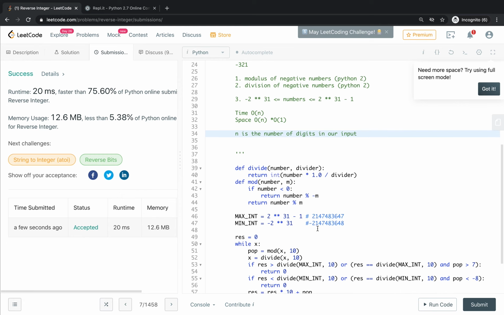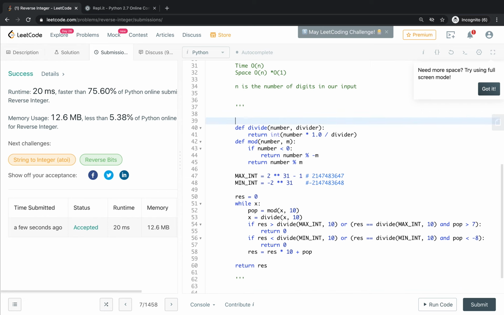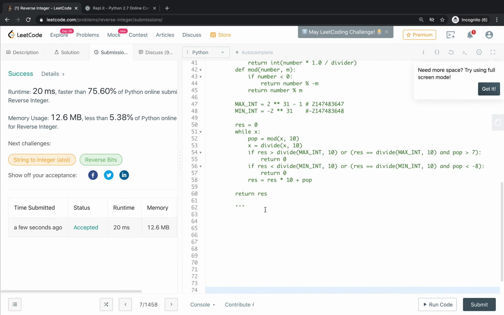Let's see here. I also wanted to talk about a few quick gotchas that could happen if you're not careful. So let's comment this guy out and move on to make some space here. I do sometimes also see a solution that is something like this.